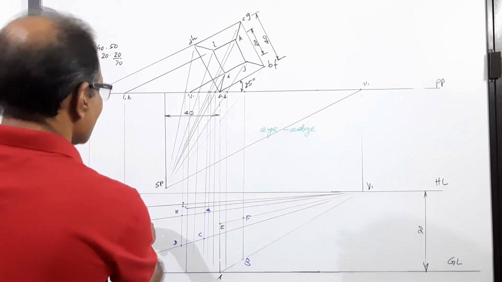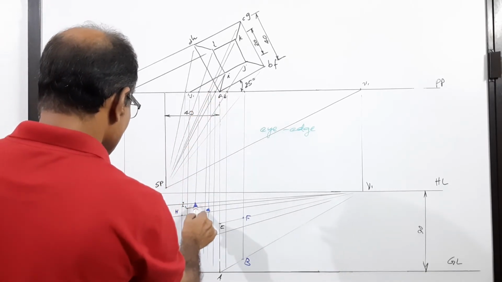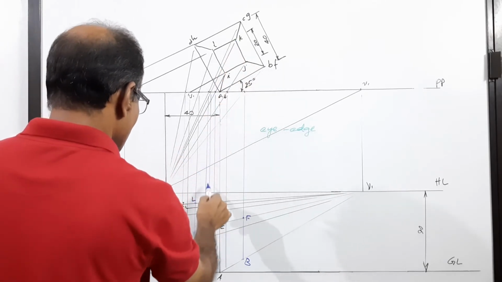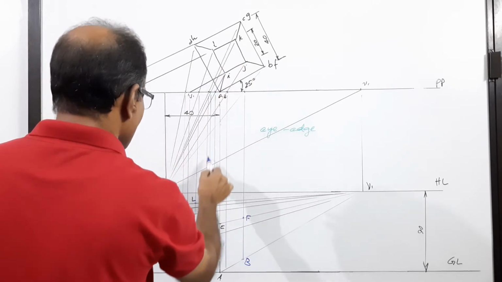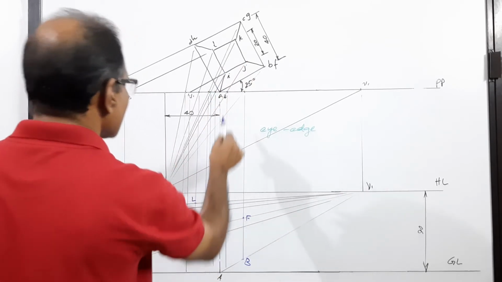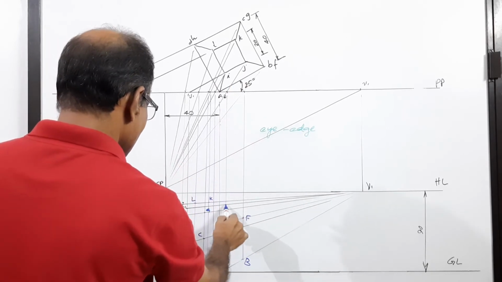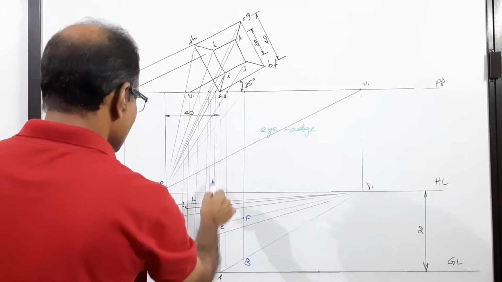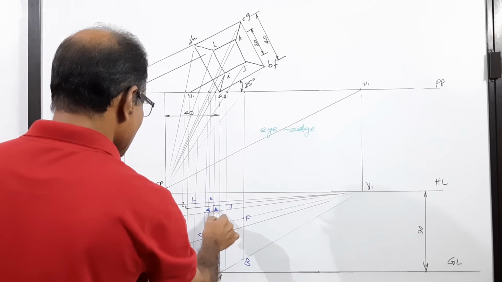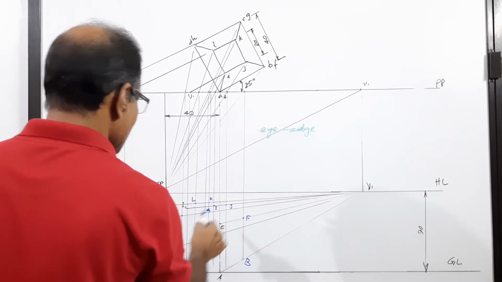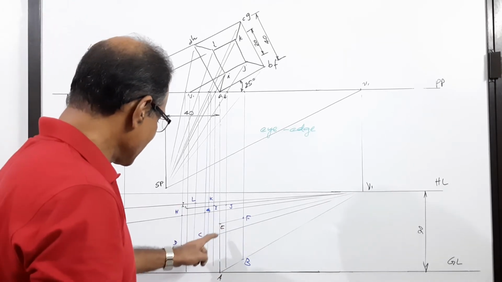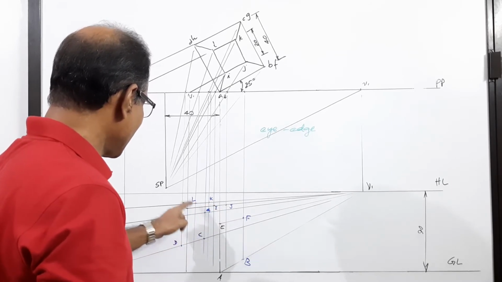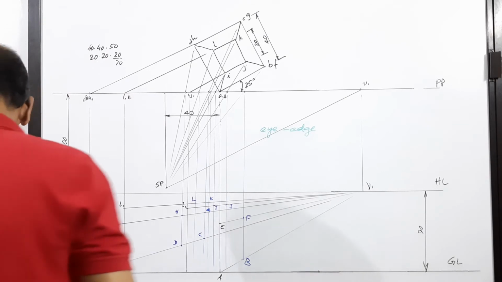Then L. What is this? L. What is this? K. What is this? J. What is this? I. A, B, C, D, E, F, G, H, I, J, K, L. Agreed? Let's connect them.